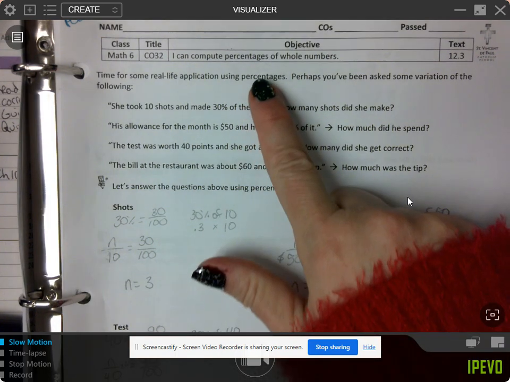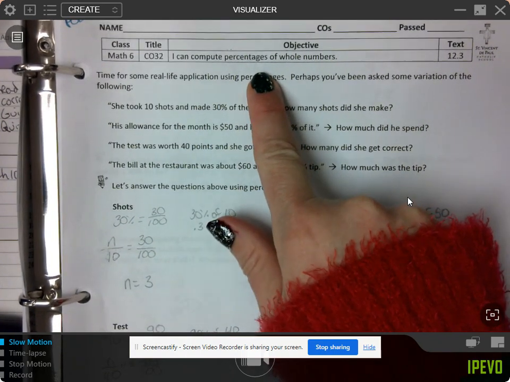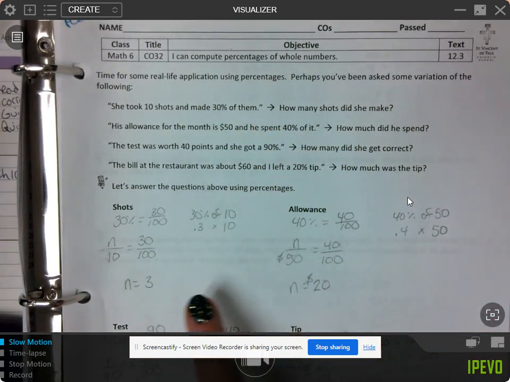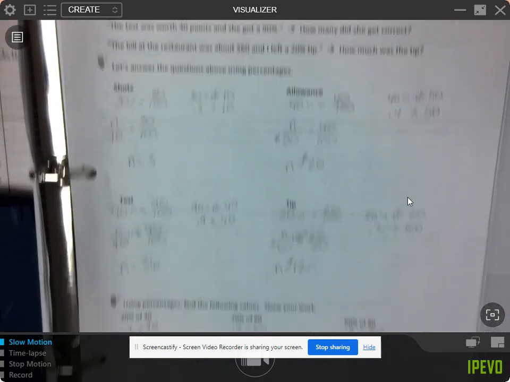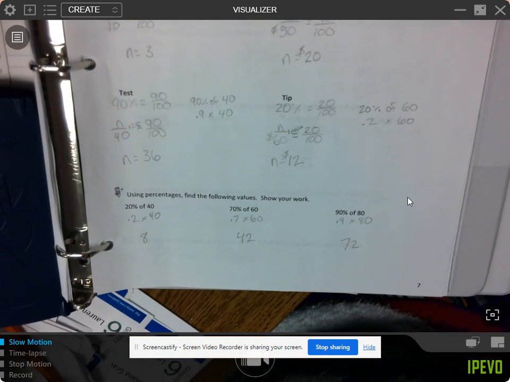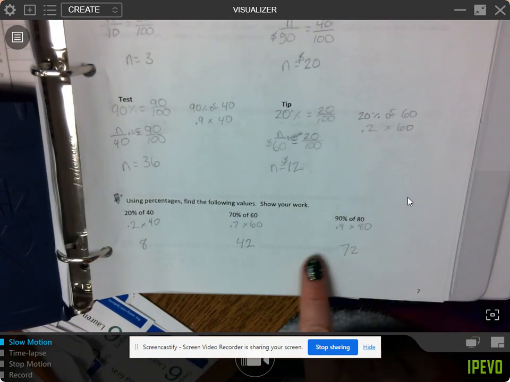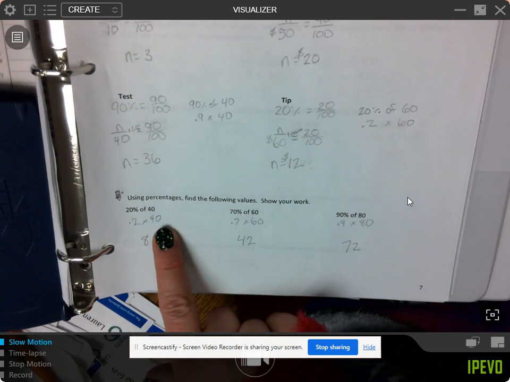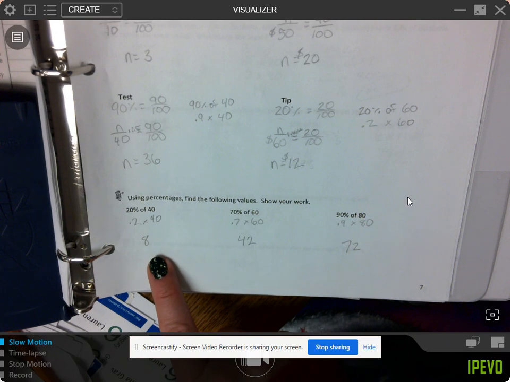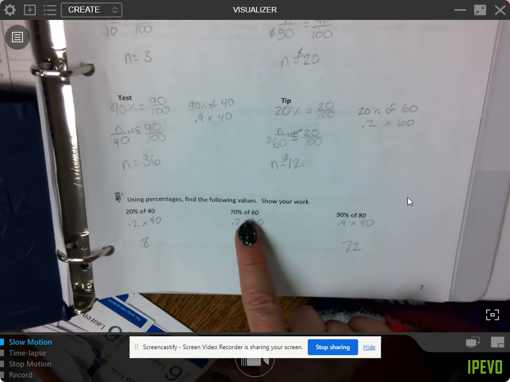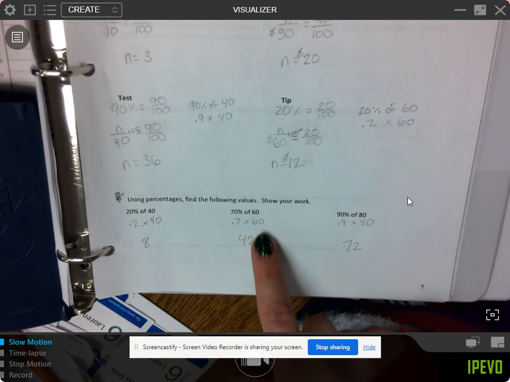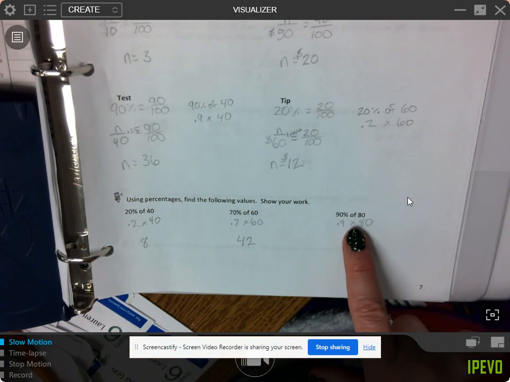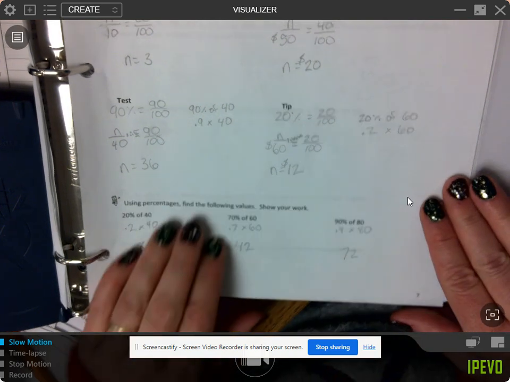Today we are correcting CO32. I can compute percentages of whole numbers. So we're looking at those percentages and how we find them. Yesterday we did not finish on the bottom here, so we need to make sure that we did these correctly. 20% of 40 is 0.2 times 40, which is 8. 70% of 60 is 0.7 times 60, which is 42. And 90% of 80 is 0.9 times 80, which is 72.